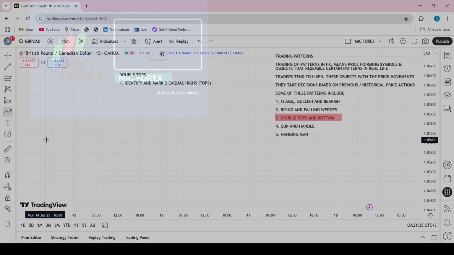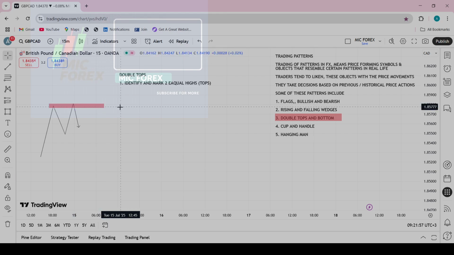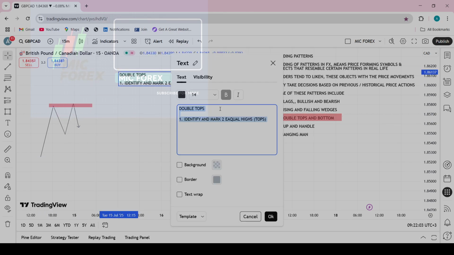Now, number 2, I said that we are going to be doing illustration. We are saying to identify and mark 2 equal highs. So we have something like this in price. Let's assume that is our equal highs. This one is high 1, high 2. So this is equal highs, H1, H2. Now, we already marked our 2 highs. That is now the tops.